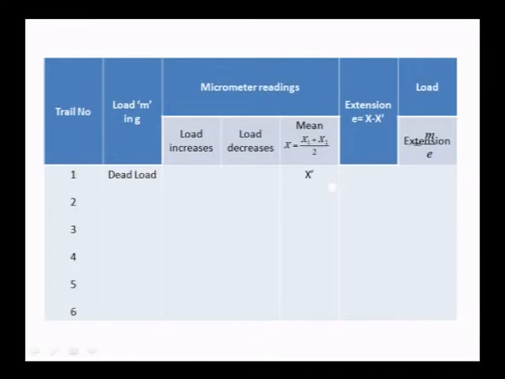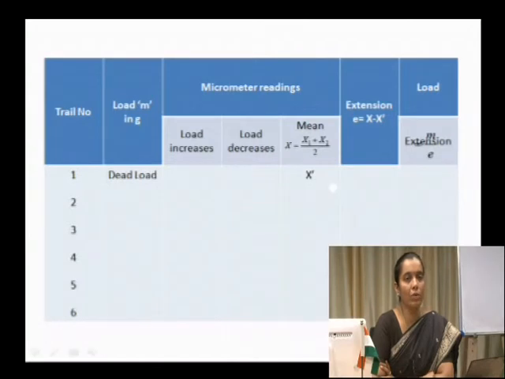In the load decreasing column, we tabulate the readings from the bottom, from the 6th trial to the 1st trial. That is, since we are reducing the load, we will tabulate the readings from the bottom. The mean is calculated as x is equal to x1 plus x2 by 2, that is, load increasing readings plus load decreasing readings added, divided by 2, will give the extension in wire x dash.